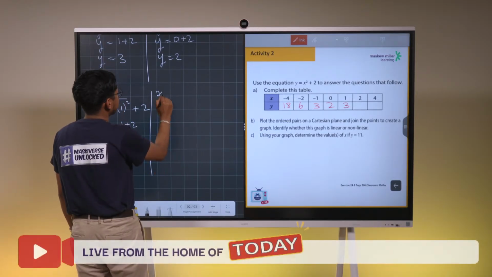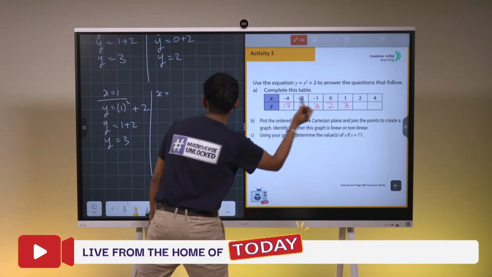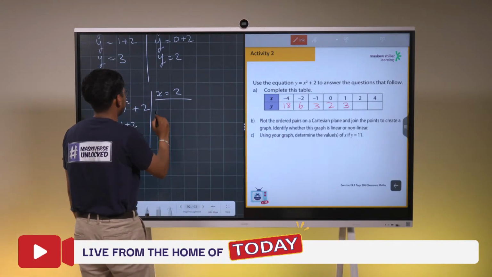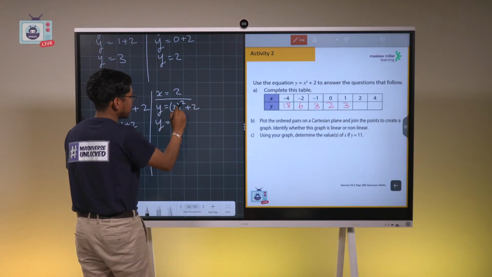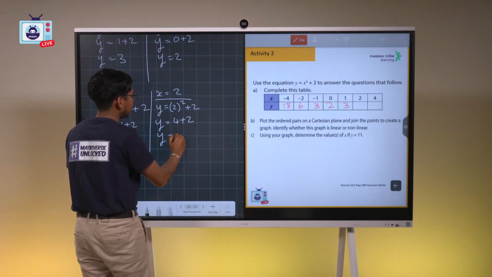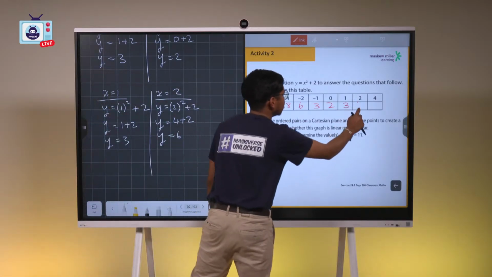So where x is equal to 2, I'm going to say y is equal to 2 squared plus 2. So y will be, what is 2 squared? 2 times 2, it is 4. And 4 plus 2 is 6. So here I have 6 again.